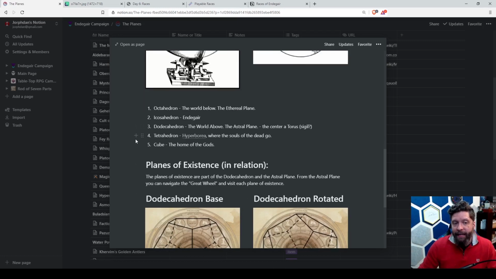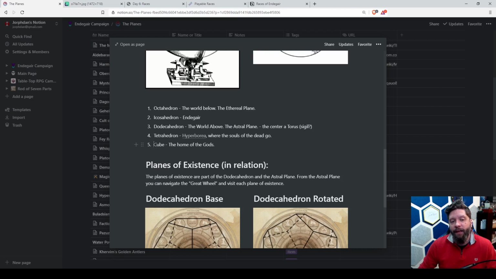And then above that is a tetrahedron, and that's Hyperborea. That is where the souls of the dead go. So if you are mortal and you die and you lived a good life or something and you don't want to stay as a ghost, you go to Hyperborea, and we don't really know because no one has come back from Hyperborea. Once you're there, you're there. You have no unfinished business.